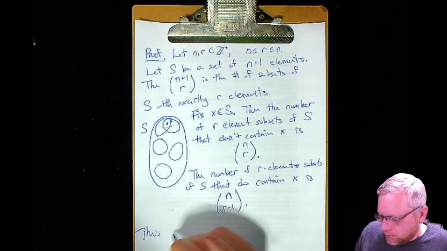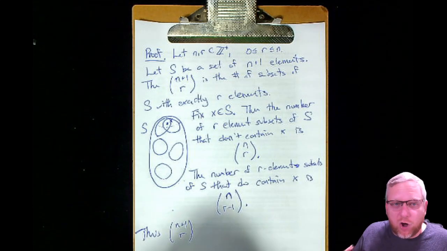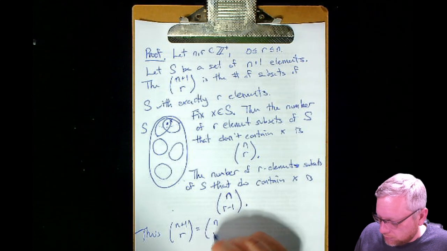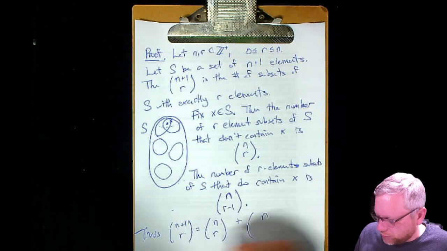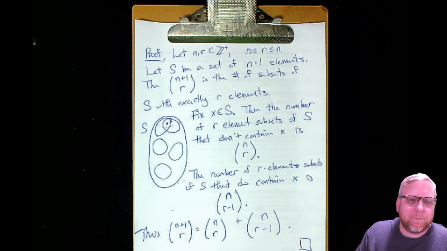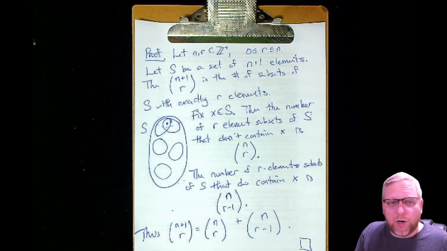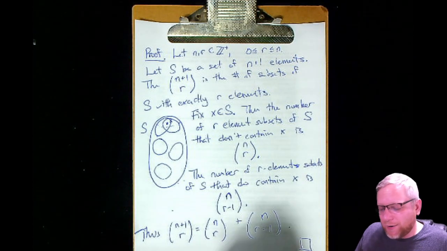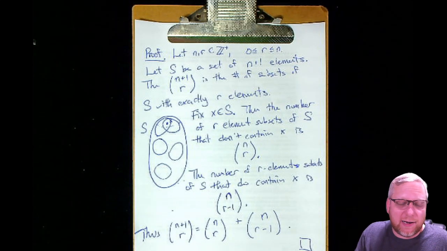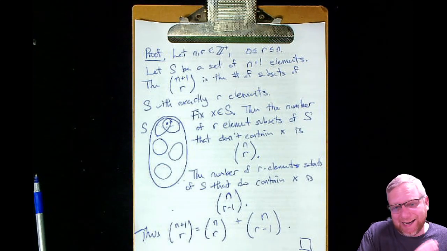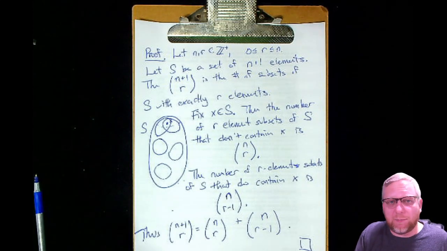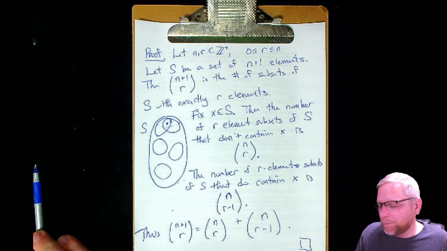Thus, n plus 1 choose r, the number of all r element subsets of S, is equal to those that don't contain x plus those that do contain x. And we're done. So that is a combinatorial proof. It involves creating sets, counting things, and using basic counting techniques. You can see that this is substantially different from an algebraic proof, where we just use the formula and plug and chug until we get the formula done. So we'll leave that there.